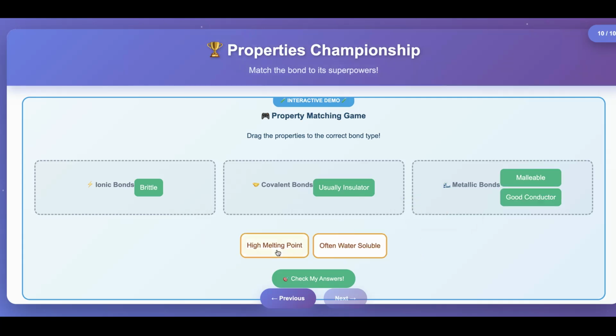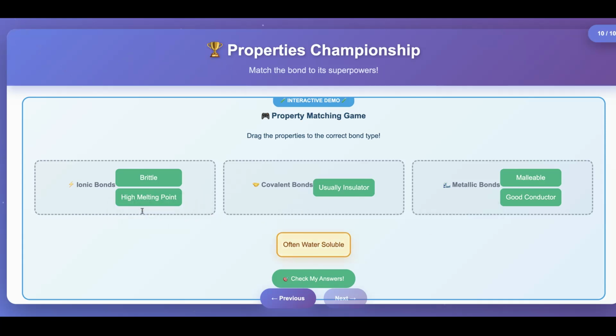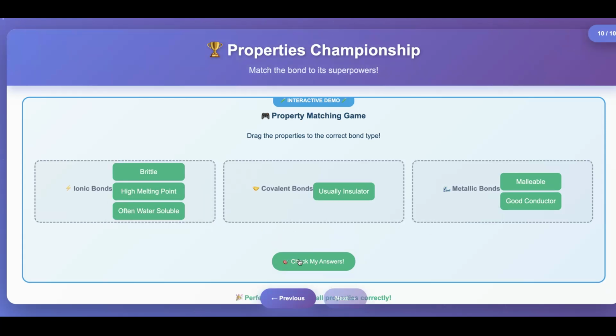Which are usually good conductors? The metallic bonds. Which has a high melting point? Is it the ionic bond or the metallic bond? The ionic bonds have very high melting points and are often water soluble. This is also the ionic bond. So this is the correct answer.